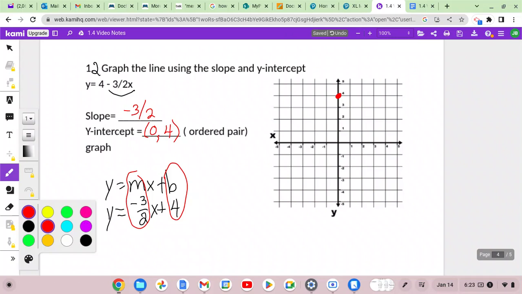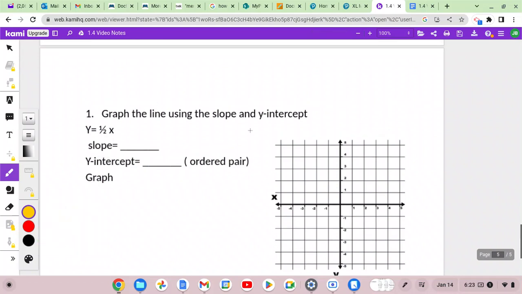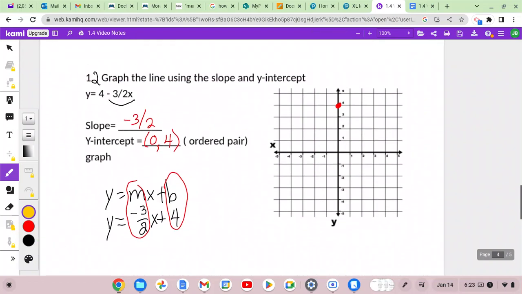Now for the slope, let me go back. I accidentally jumped ahead. For the slope, we have negative 3 over 2. So we're going to go down 3 since the 3 part is negative, and I will go right 2 since it's technically a positive 2. Anytime you have one negative, you'll be going down and then right, or you will be going up and then left.